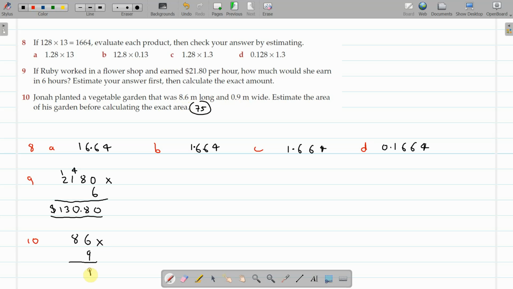9 sixes, 54. 9 eighths is 72, plus 5 is 77. How many decimal places? 2. Yeah, I was off by a factor of 10. 7.5. How wrong is that? Okay, there we go. 7.75. Yep. That's metre square. Yep. Okay, very good. We're all done. Thank you, everyone.